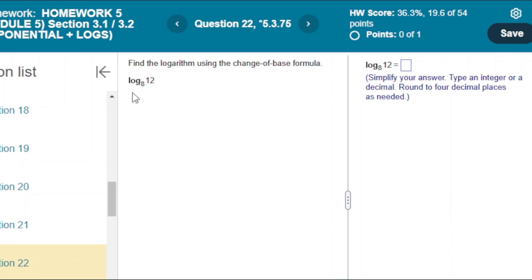Okay, you can do the same thing here. What's log base 8 of 12? Well, 8 to the what power is equal to 12? Well, again, do natural log of 12 divided by natural log of 8 and round your final answer to 4 decimal places.